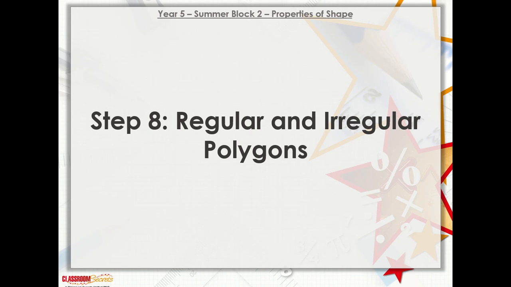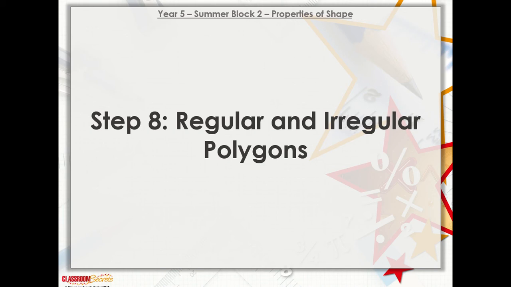In our maths work today, we're going to be looking at the difference between regular and irregular polygons. So first of all, what is a polygon? Well, a polygon is any shape which has more than two sides. Poly means more than one. So it's got three or more sides.